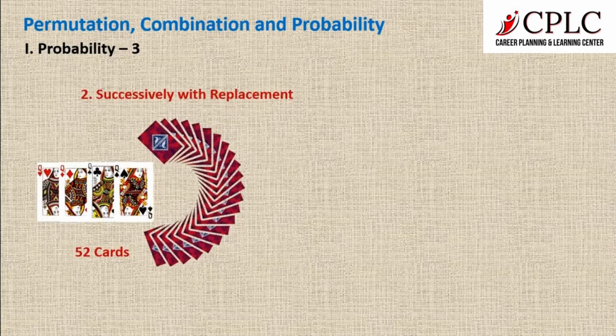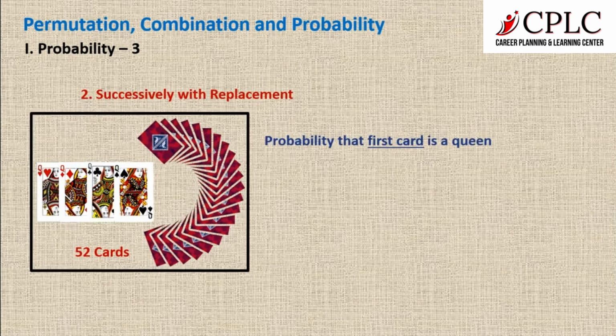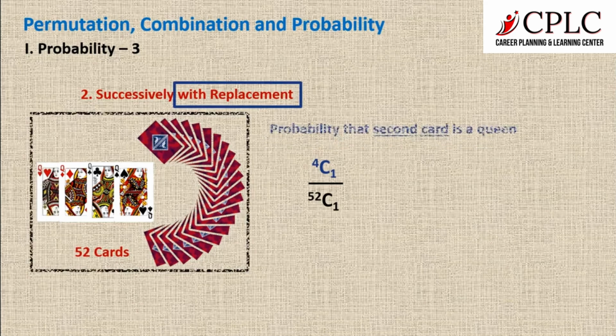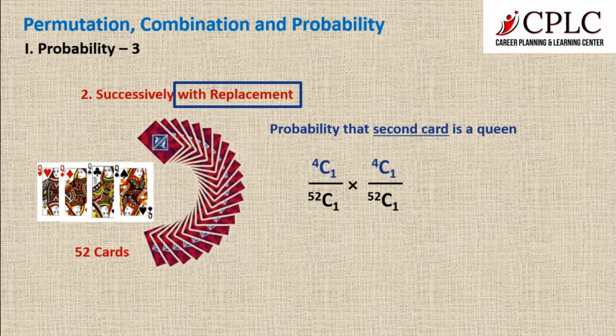Second question, successive with replacement. So the first card is queen, 4C1 divided by 52C1 probability, hence divided by the sample space, and the second card is also queen. You are going to keep it back inside, and then you are going to remove the second queen. That again can happen in 4C1 upon 52C1, and the first card and the second card both are queens, hence multiplication. So this is your answer for the second question.